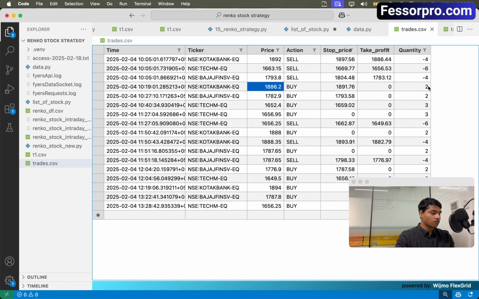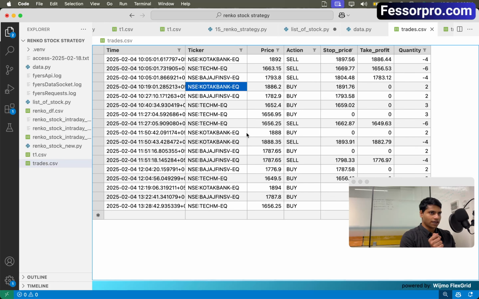So you can see how I'm buying, because here I've written buy and the quantity is 2. So I'm buying half of the position at this price. This is giving me some profit. I sold at 1897. I am buying it at 1891. So I've made like 6 rupees profit.